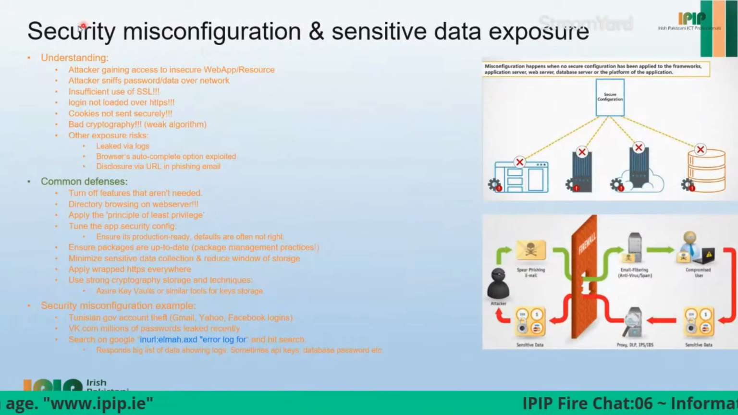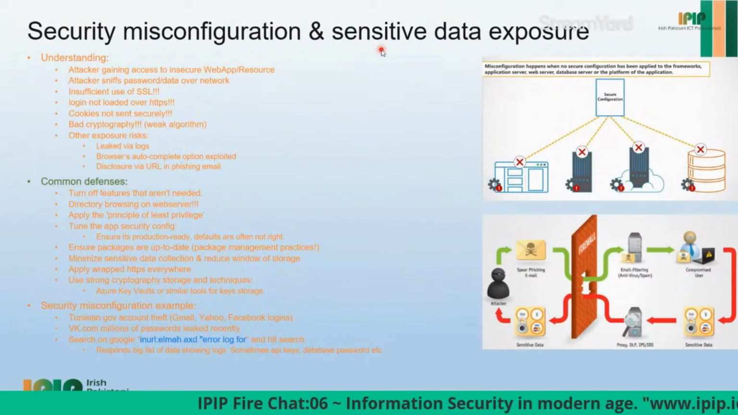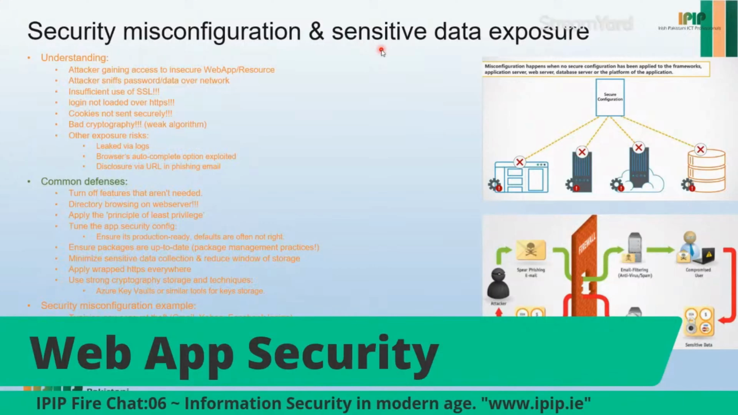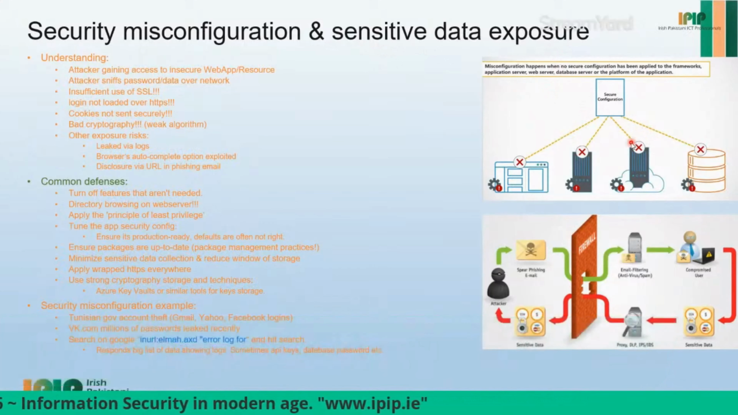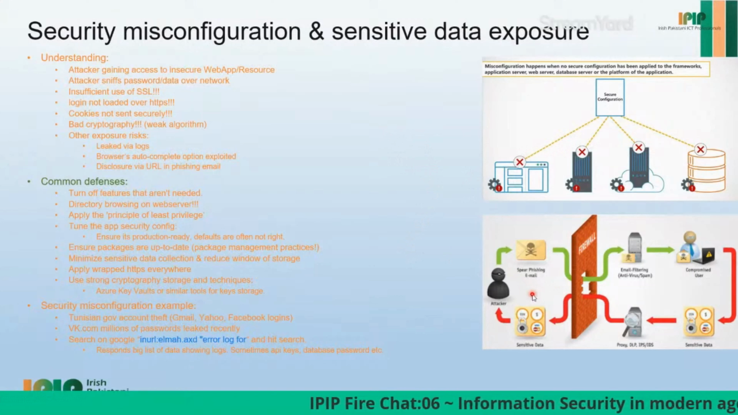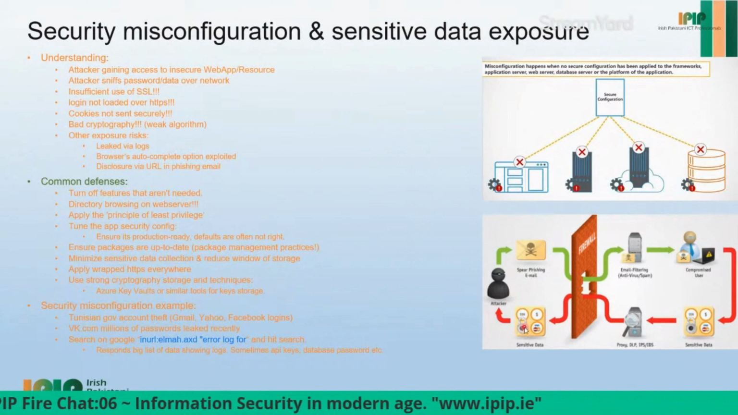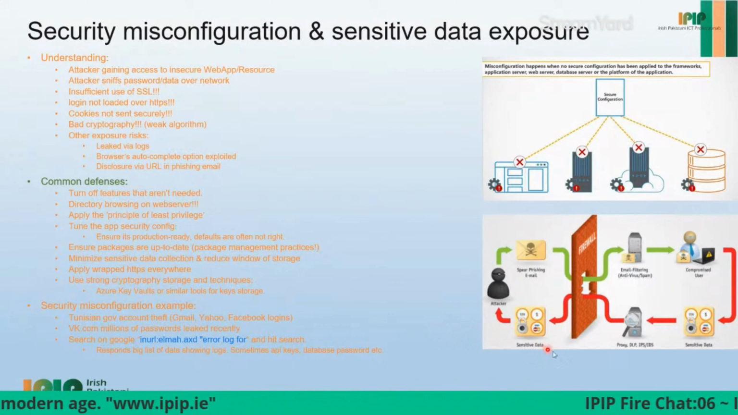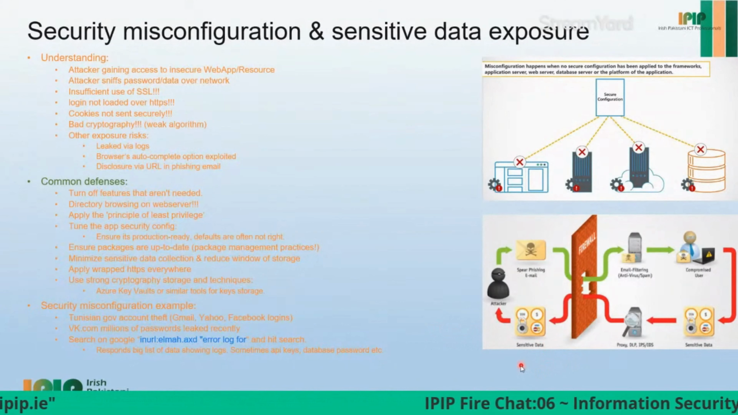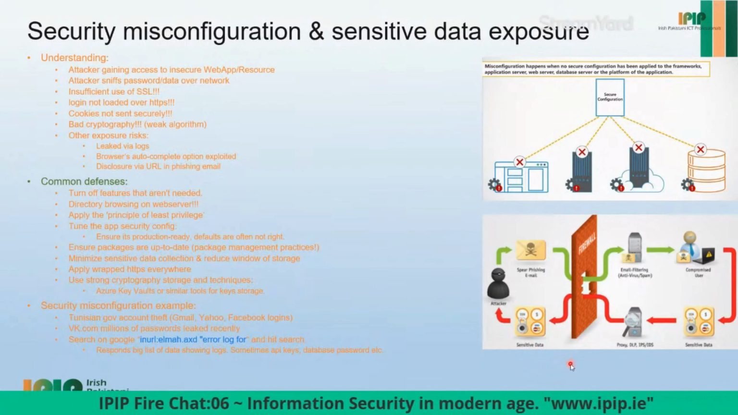So another vulnerability is security misconfiguration and sensitive data exposure. Here the attacker gains access to insecure resources of a website due to misconfiguration. The attacker gets exposure of a gateway risk, and a user logs onto the website over HTTP and doesn't know about encryption. The attacker gets onto the network and does sniffing. It's kind of like a man in the middle attack. So they could retrieve the user password.